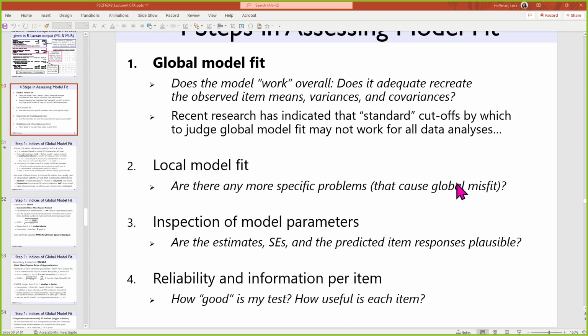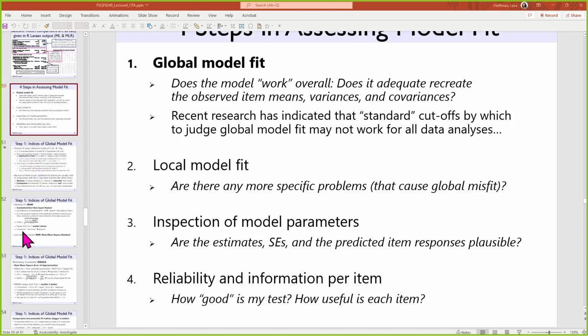So local fit is either what's called localized strain, or local misfit. But it's the idea of going into detail and looking at every specific element to be recreated, every item mean, every item variance, which both of those are usually fine, and every item covariance to see how well the model has recreated those. And if it's recreated well, then you have evidence that your factor structure is reasonably correct. And if not, then you've got to figure out what happens.